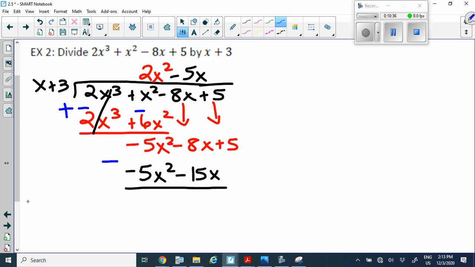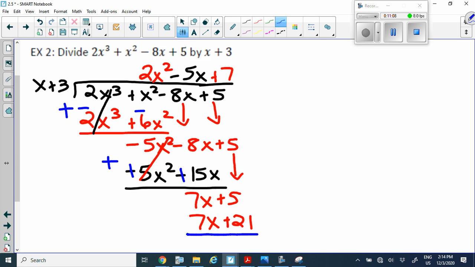I do some subtraction, but change that to addition. This becomes addition, and this also becomes addition. What happens to my first two terms? They should cancel out. And so I'm left with 7x. And then I do bring down the next term, the plus 5. Now, can x go into 7x? Yes, it can. It can actually go into it 7 times. So I have my plus 7. So I get 7x, and then 7 times 3 gives me plus 21.